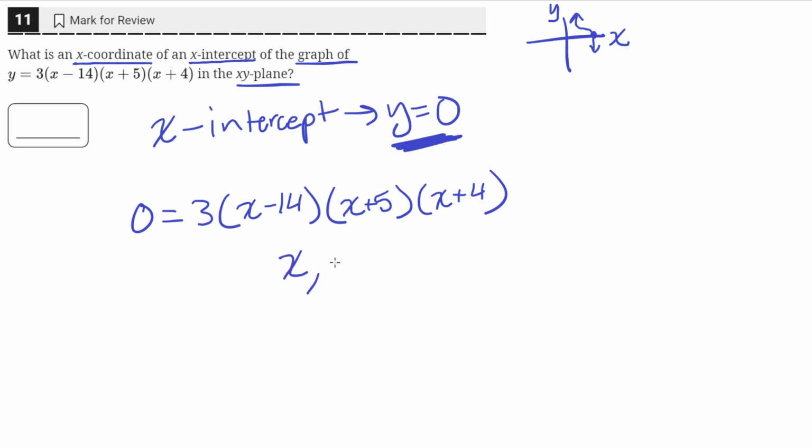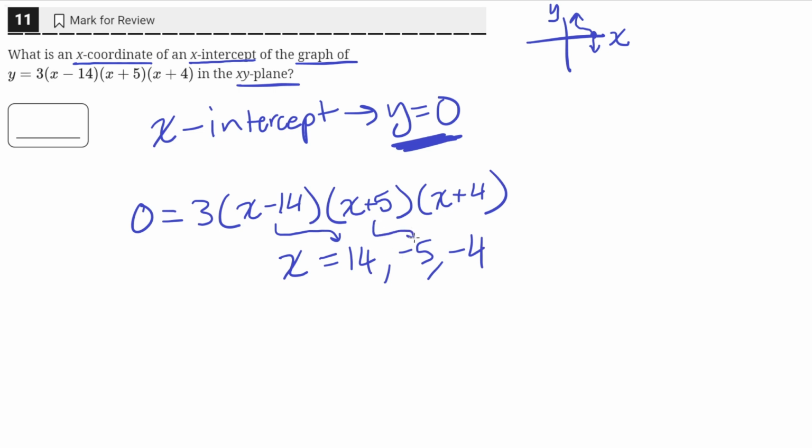X can equal 14, negative 5, and negative 4. So from this first parenthesis, we see here that when x equals 14, 14 minus 14 is 0. And when this is 0, anything multiplied with 0 becomes 0. So x equals 14 is an x value at an x-intercept.